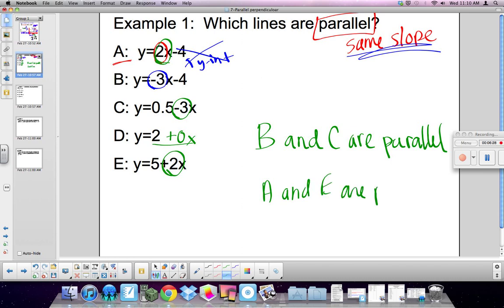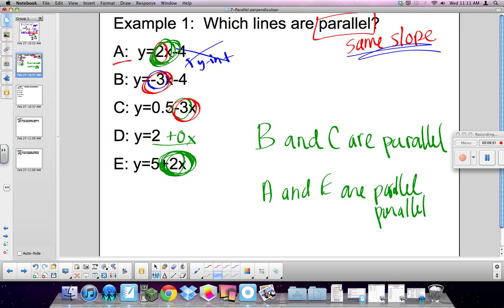Oops, I spelled that wrong. Parallel. So B and C were parallel, and A and E were parallel. And again, it's all because of these slopes. This 2 was the same as this 2, 2x and 2x. The next one was -3 and -3. They were the same slope, therefore they are parallel.